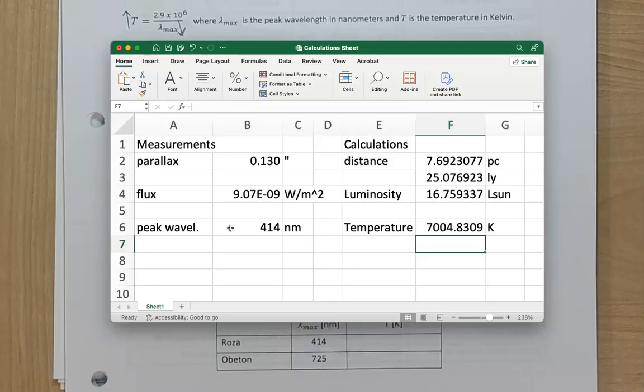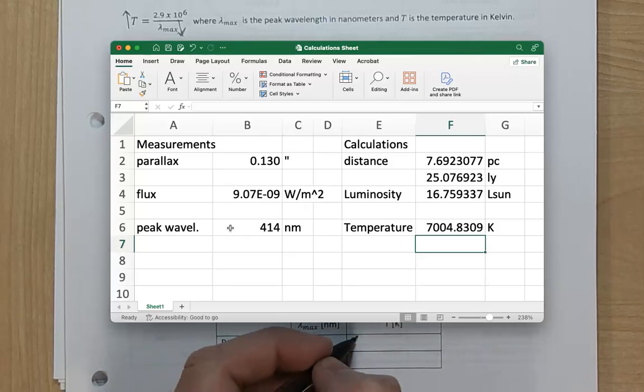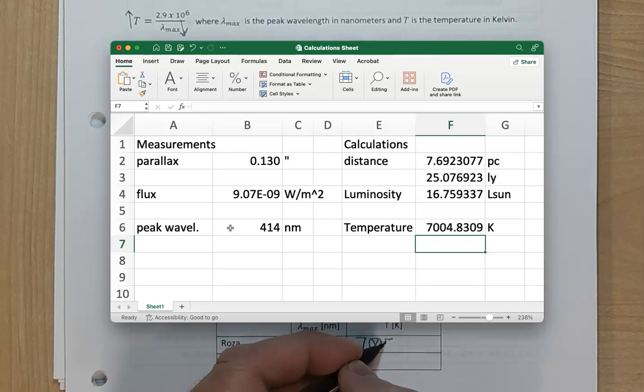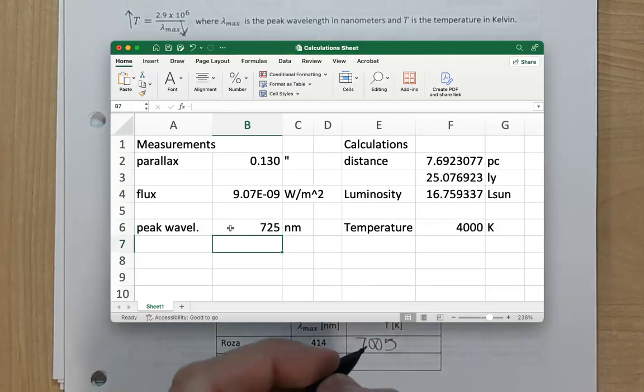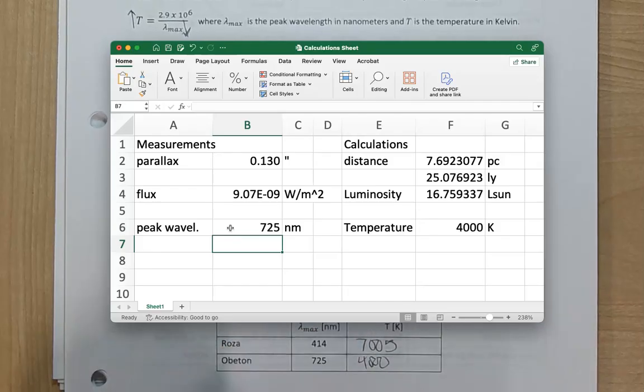Okay. So Rosa must be 7,005. I'll just round it to the nearest degree Kelvin. Okay. So what's the temperature of Obaton? Well, Obaton has a peak wavelength of 725 nanometers. An even 4,000. Okay.